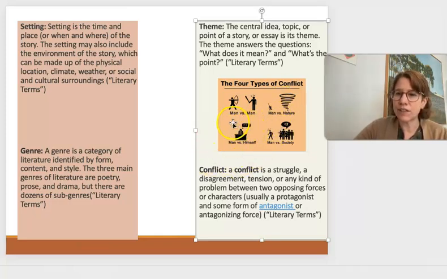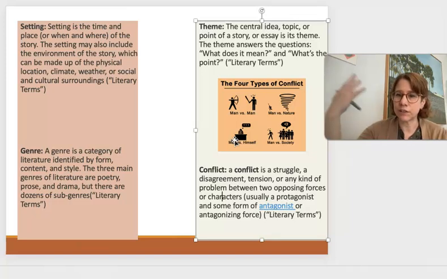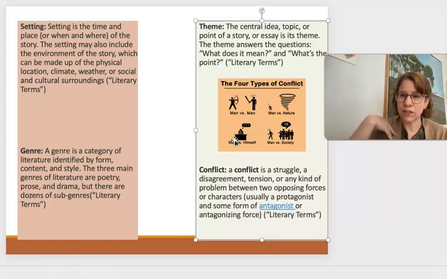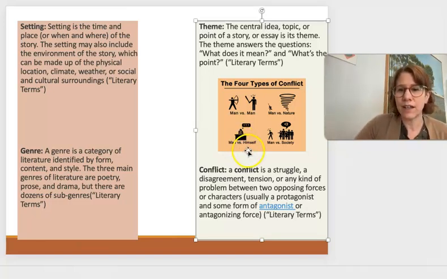You can also have internal conflict. So it could be a character who is internally conflicted about a decision, or they might struggle with their own identity or sense of self. They might have mental health issues and deal with depression or anxiety or anything like that and have an internal conflict. So that could also be a type of conflict.